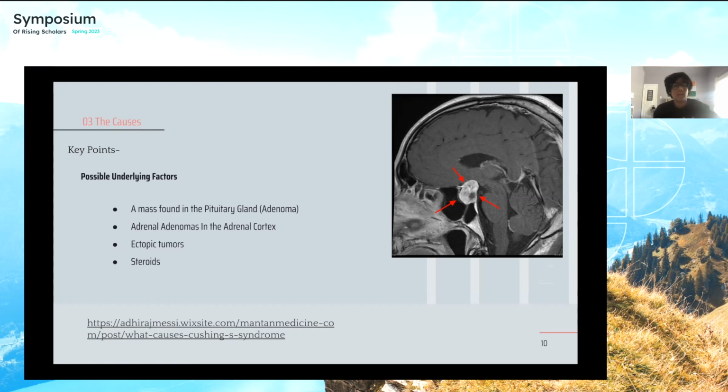There are also ectopic tumors. Ectopic tumors are tumors that are not found in the pituitary gland. They're mostly found in more random areas of the body, such as the abdomen or other areas. They're less prevalent compared to the normal adenomas in the pituitary gland, with a prevalence of about 65%.